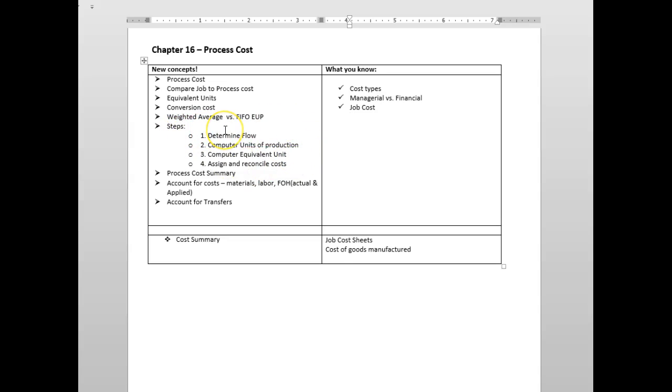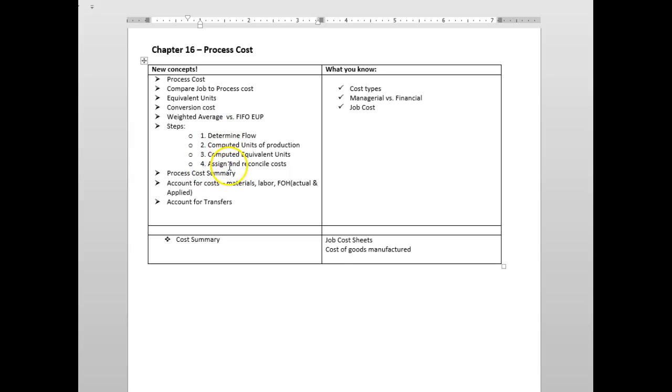And then we're going to look at the steps of process cost. And it's really kind of sweet the way it works out. You determine the flow. Then you're going to look for the computed units of production and the computed equivalent units, which are kind of fun, and they're kind of hard to wrap around to begin with, but we'll get it. Then, after you've figured this out, you're going to assign and reconcile costs, and that sounds like a whole lot, and it really isn't. But I wanted you to see those steps.